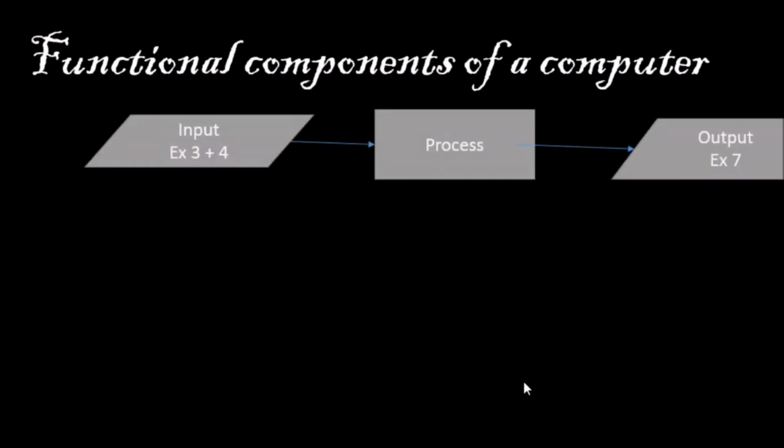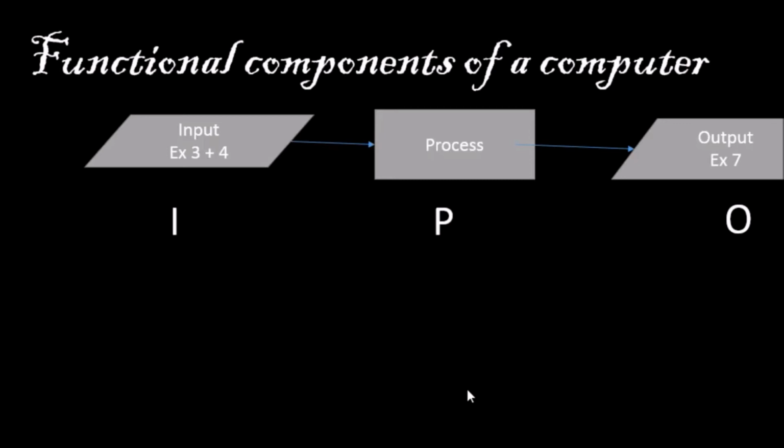Now the functional components of a computer. Before seeing the components, we'll see how the computer works. A computer takes input from the input unit, does the process using the CPU, and gives the output through the output device. Input is I, process is P, and output is O, so every computer works in an IPO process.